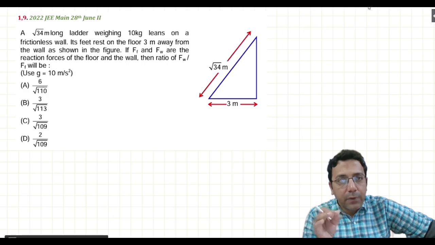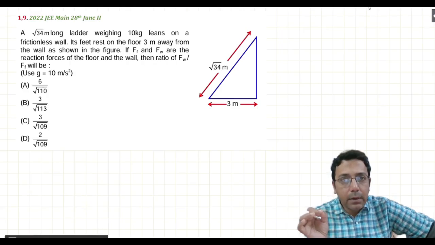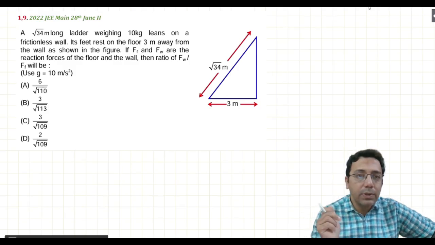It is given a root 34 meter long ladder weighing 10 kg leans on a frictionless wall. Its feet rest on the floor 3 meter away from the wall as shown in the figure. If FF and FW are the reaction forces of the floor and the wall, then the ratio of FW by FF will be. We have to find the ratio of FW by FF as it is given here. Okay, so how to do that?